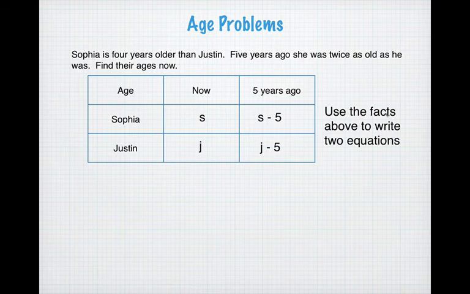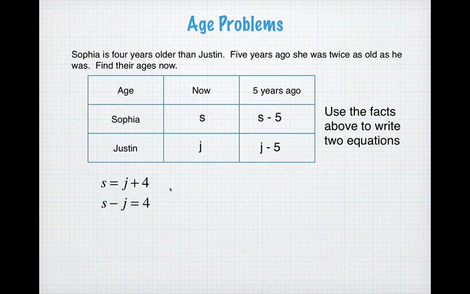Now again, we're going to use the facts in the problem above to write two equations. So it says Sophia is 4 years older than Justin. So that is S equals J plus 4. I'm going to rearrange this a little bit so that my variables are both on the same side. S minus J equals 4.